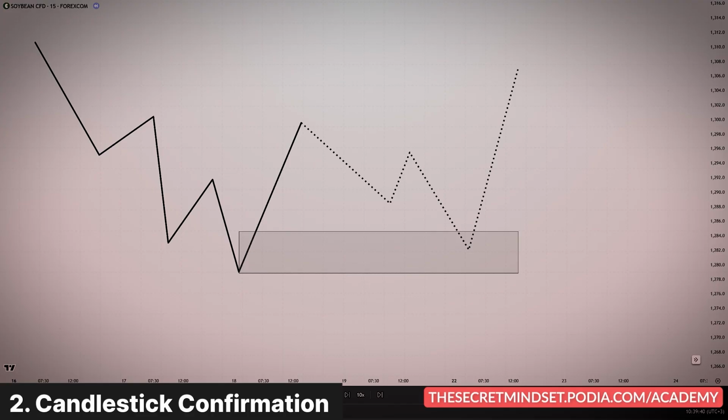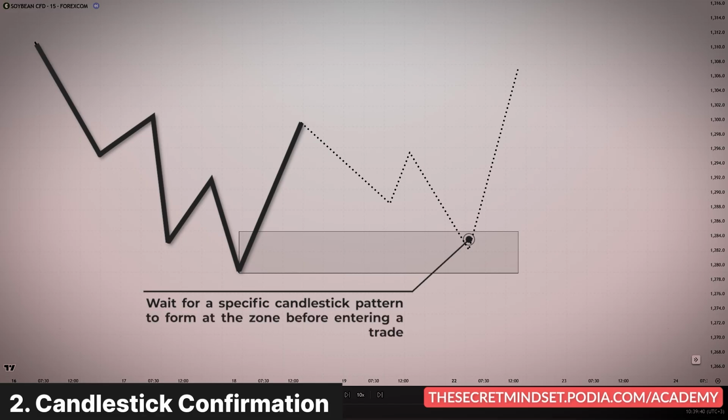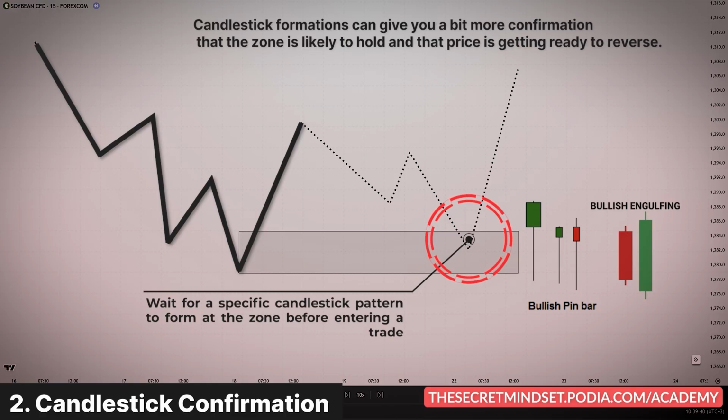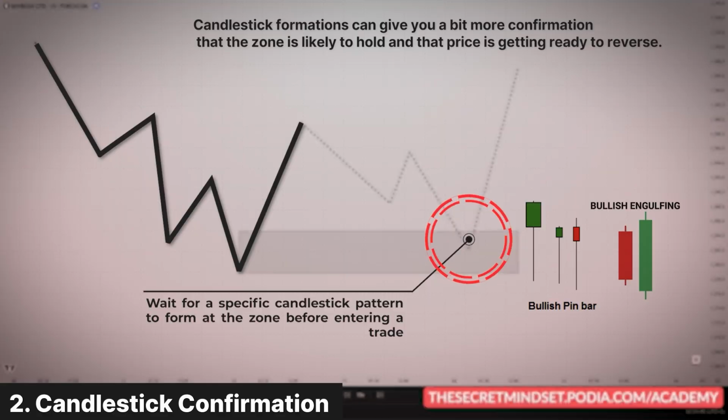A more conservative approach is to wait for a specific candlestick pattern to form at a level before entering a trade. For example, you might look for a bullish reversal pattern, like a pin bar or an engulfing candle at a demand zone. The idea behind this strategy is that these candlestick formations can give you a bit more confirmation that the zone is likely to hold and that price is getting ready to reverse.